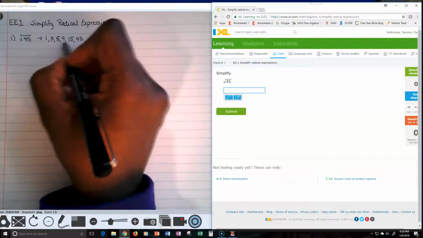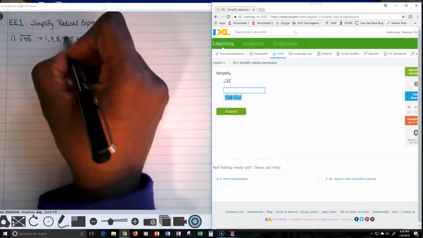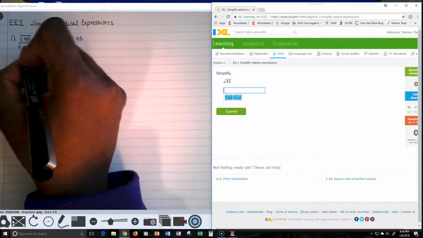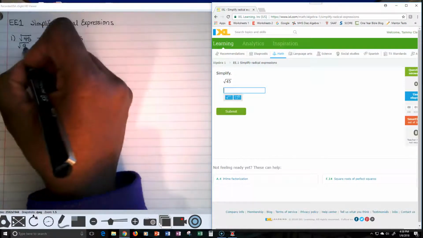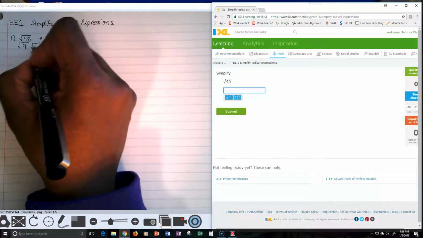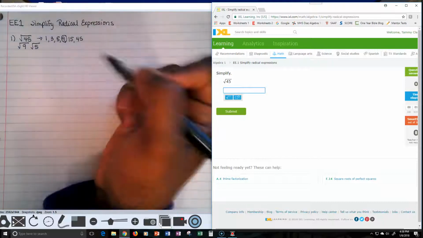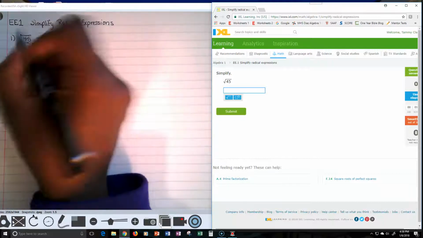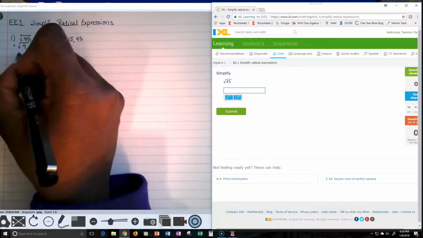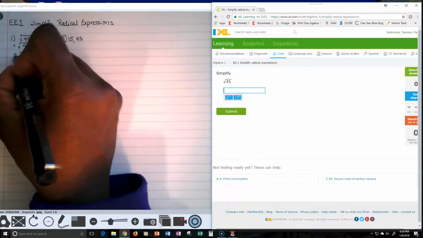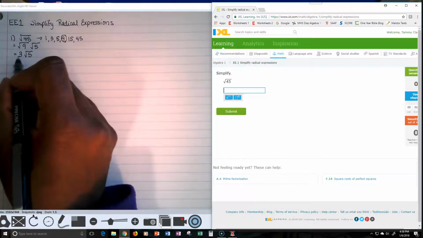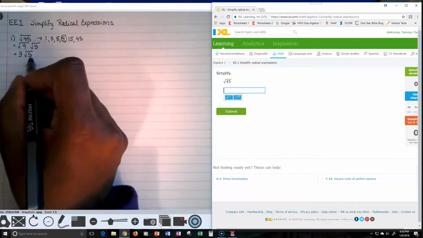Well, the perfect square within this number is 9. So I can write this as the square root of 9, and the square root of 9 times what square root gives me 45? Well, the square root of 9 times the square root of 5 gives me 45. Then I can take the square root of 9, which is 3, and I keep the root 5. So my answer would be 3 root 5.